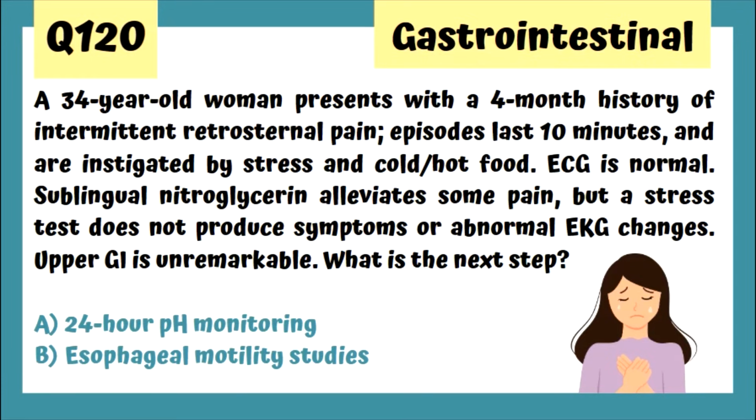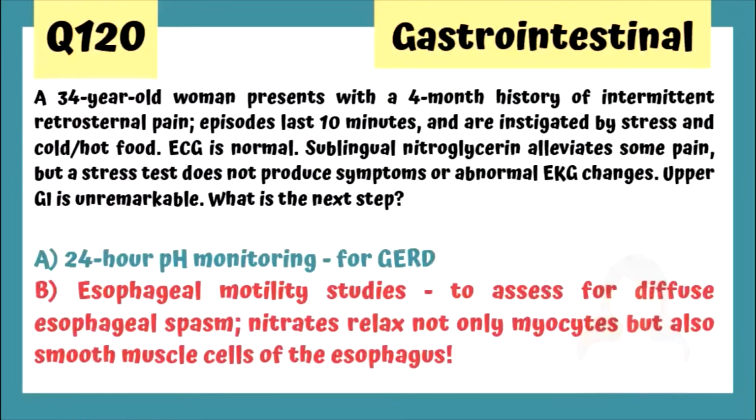So here we're trying to figure out why she has these episodes. This sounds like an esophageal spasm, in which case we want to get esophageal motility studies, again, to assess for a diffuse esophageal spasm. Why do nitrates help over here? It says to alleviate the pain. This is really cool, and I mentioned this at the beginning of this lecture. They not only relax myocytes, but also smooth muscle cells in the esophagus, and that's why they can relieve pain in esophageal spasm.